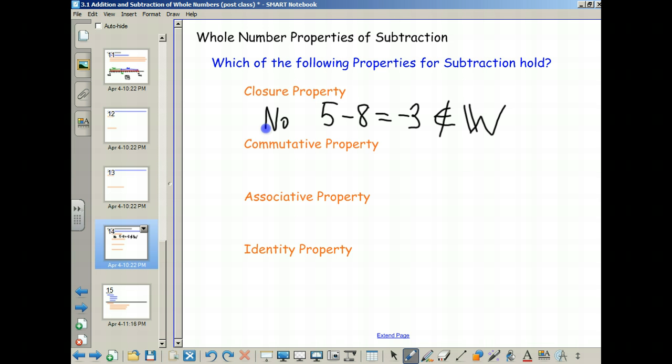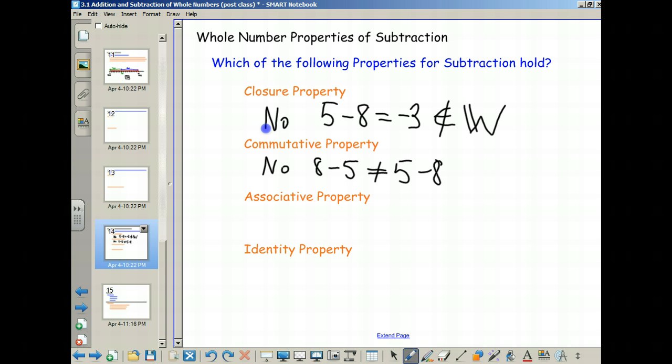Okay, how about commutative? No. Kayla says no again. Caitlin as well. Yeah. It's just like that problem. Okay, so can you tell me what I could do, Anna? Like if you did 8 minus 5, it equals 3. But if you did 5 minus 8, it's a negative 3. 8 minus 5 is not the same as 5 minus 8.